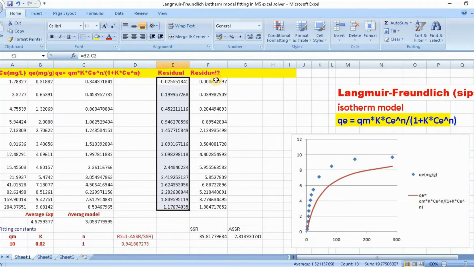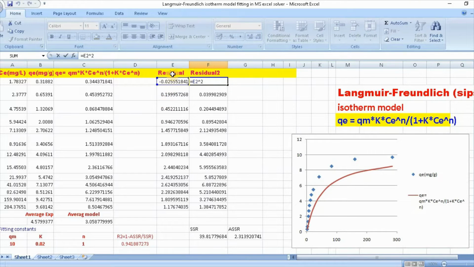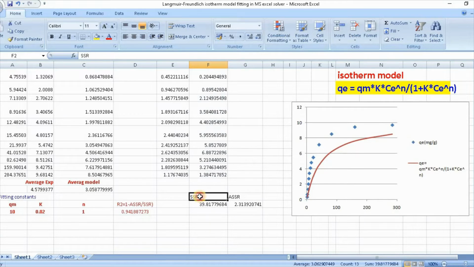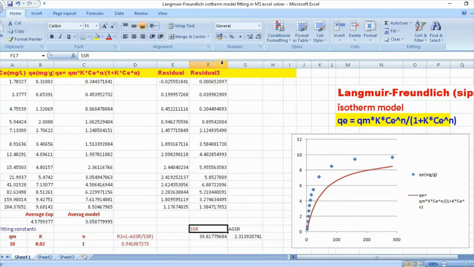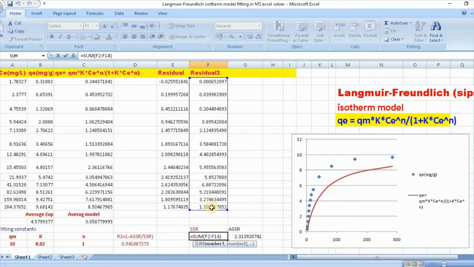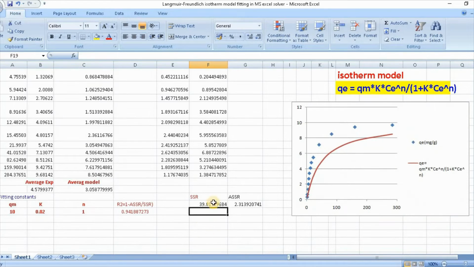Then you need to find out the residual square, which is residual equal square. Click enter and scroll down this. Then you need to determine the sum of residual square, which is equal to, just write equal to sum, bracket, then this, and bracket close, then enter. So our target cell is this and our fitting constants are these.